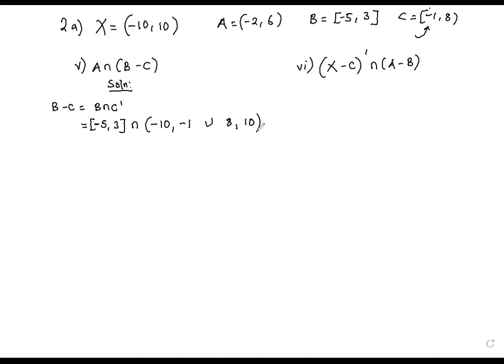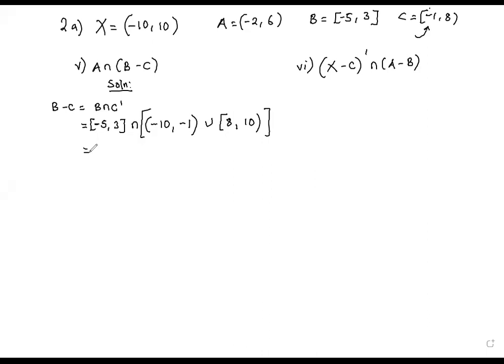Now, negative 1 and 8, which one do we include? Which one do we exclude? Negative 1 is included in C, meaning it's not in the complement. 8 is not in C, so it must sit in the complement. So now, this is one set. This is one set. So I want to get the intersection of these two sets.